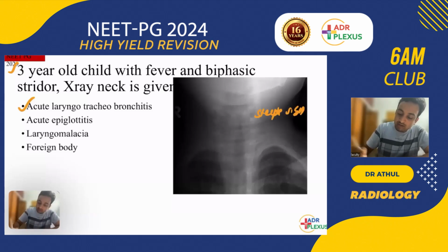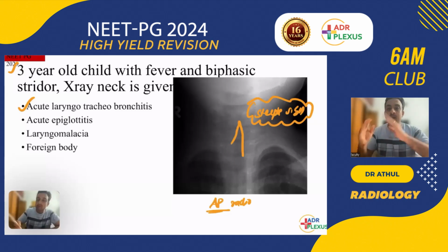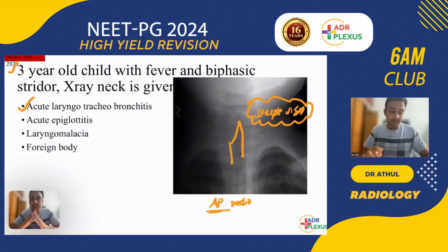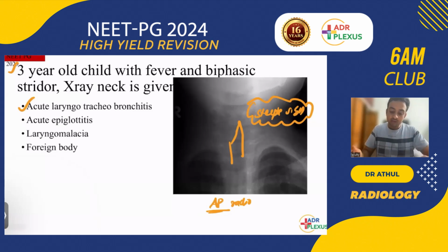So in exam, whenever they are giving you an AP radiograph like this, anteroposterior radiograph, and you are seeing some pointed steeple-like appearance, steeple meaning the top portion of a church, then you have to understand that you are dealing with acute laryngotracheobronchitis. That is the steeple sign.